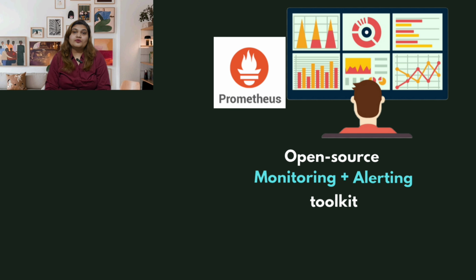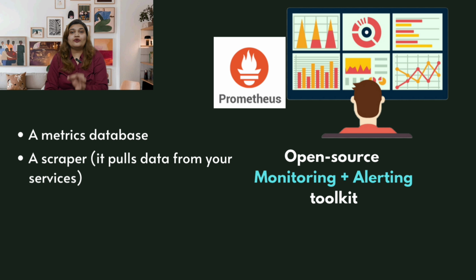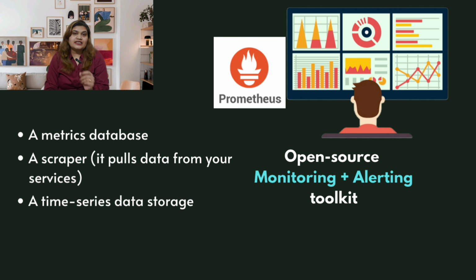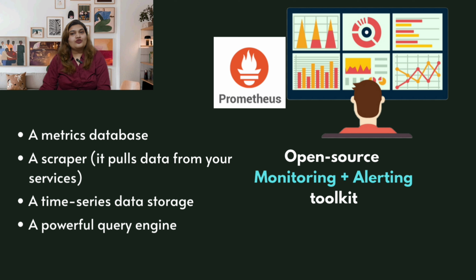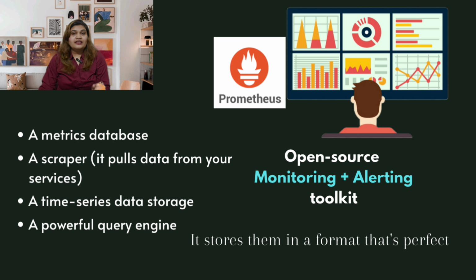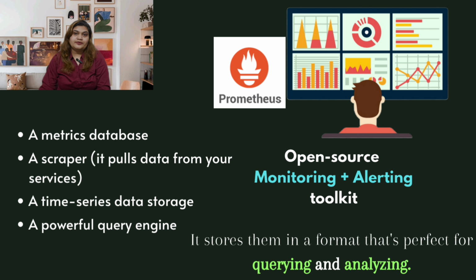Prometheus is an open source monitoring and alerting toolkit originally developed by SoundCloud. At its core, Prometheus is a metrics database, a scraper. It pulls data from your services, a time series data storage, a powerful query engine. Instead of waiting for your systems to push logs, Prometheus goes out every few seconds and pulls metrics from your application, databases, or servers. These metrics are like CPU usage, memory consumption, request duration, error rates. It stores them in a format that's perfect for querying and analyzing.